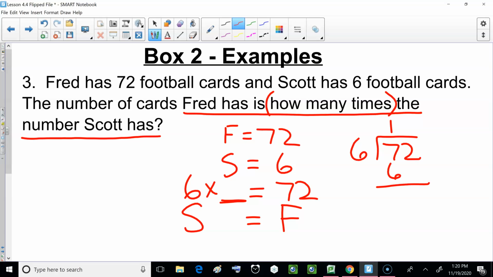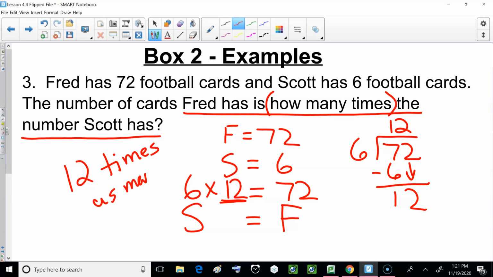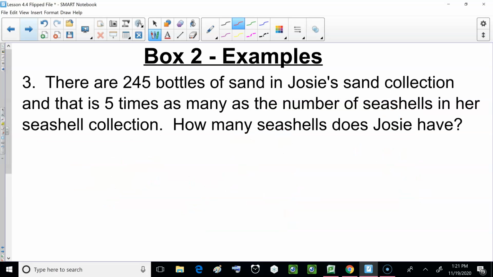1 goes in there, subtract. 1's less than 6, bring down the 2. 6 can go in that 12. So it would be 6 times 12 would help us out. So the question is, how many times as many does Scott have? It would be 12 times as many. So you can pause that right now, write down this example to help you out. And on to our next problem.